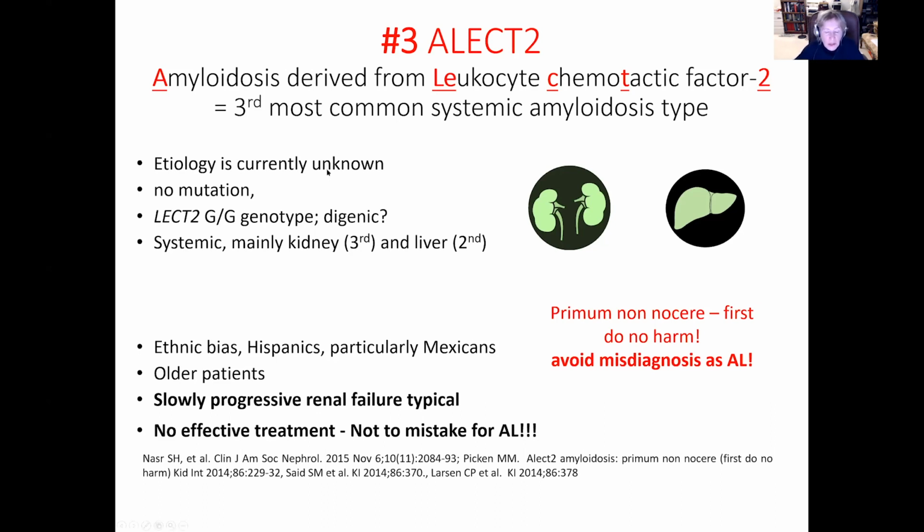Etiology is unknown. There is no mutation. There are some peculiarities genotypically. The disease is systemic, but mainly affects the kidney and the liver. Jonathan Wall yesterday showed also the adrenal gland. So clearly systemic, but kidney the most clinically obvious. Typically, there is slowly progressive renal failure. Older patients, and there is this very peculiar ethnic bias, Hispanics, particularly Mexican American.